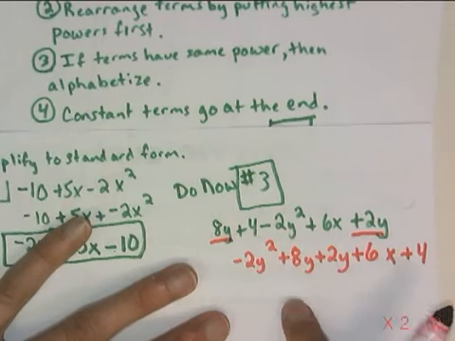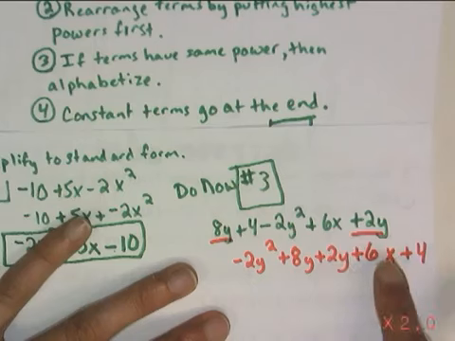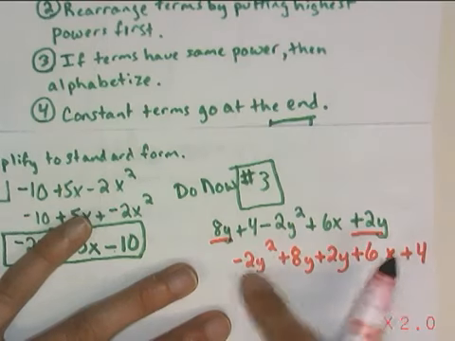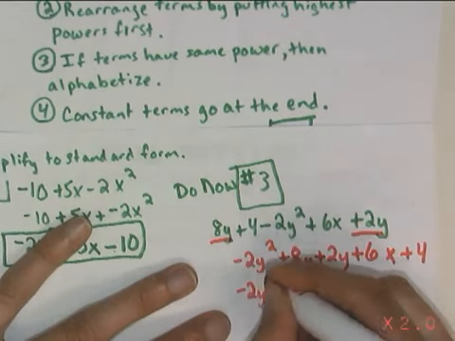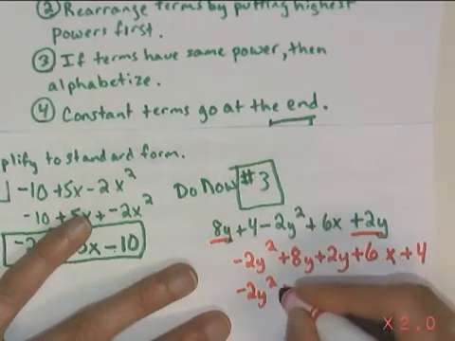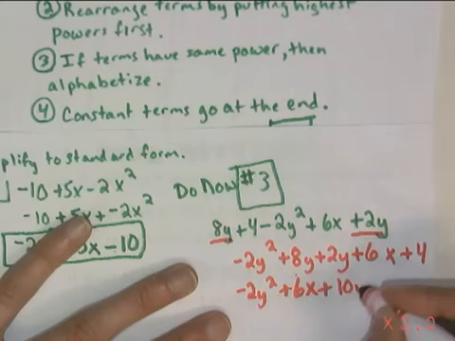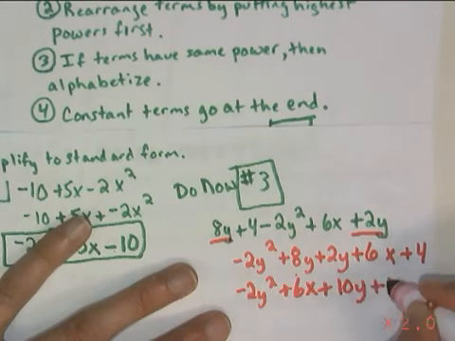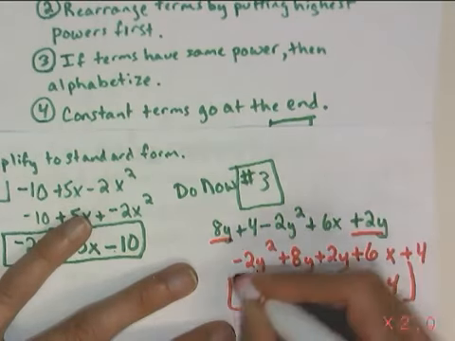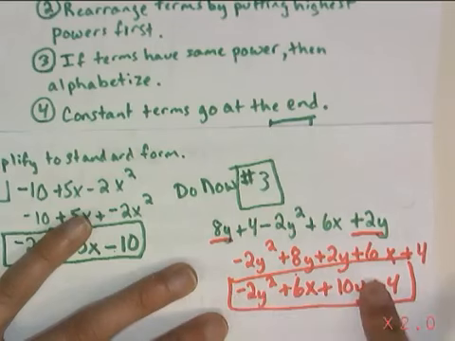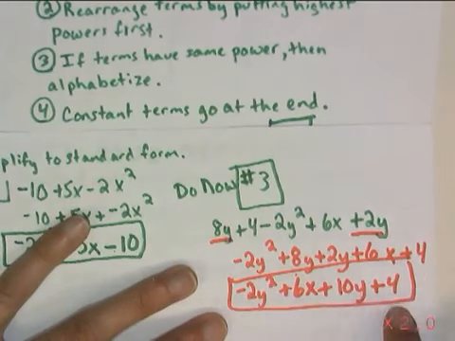And the other thing that you may notice is that I put the y's before the x's. So I have to put the highest power first, and then I'm going to put the x term before my 10y, and lastly my constant 4 goes at the end. So in simplified standard form, you end up with this polynomial.